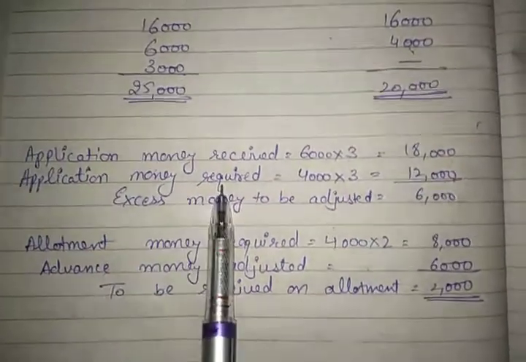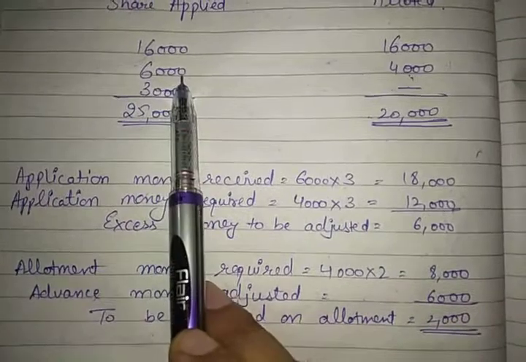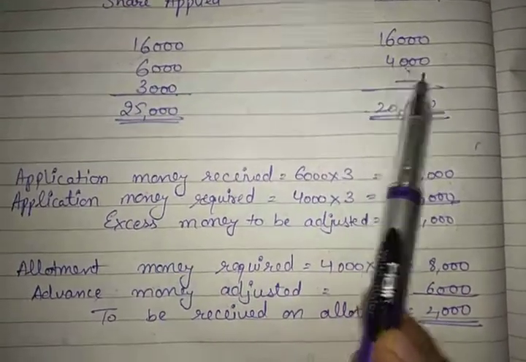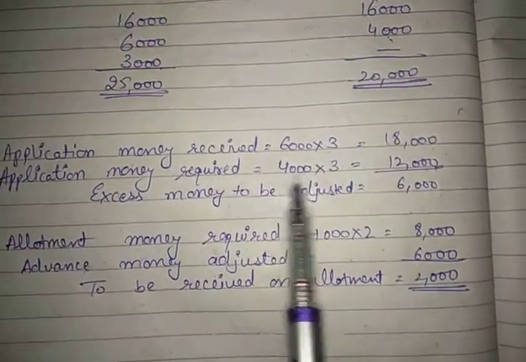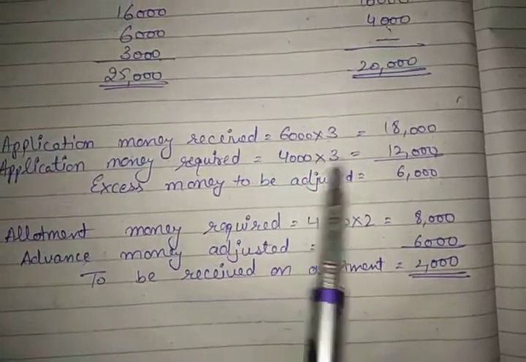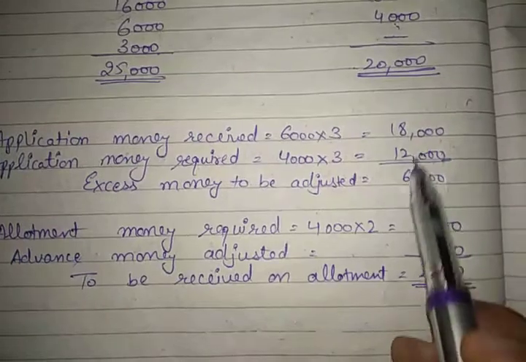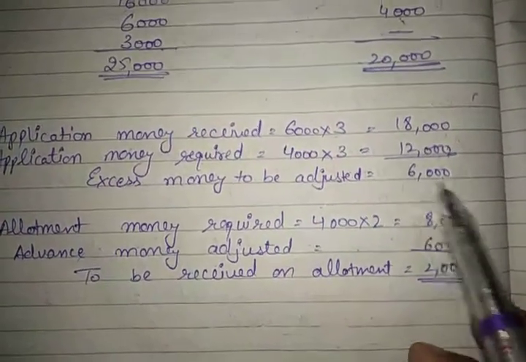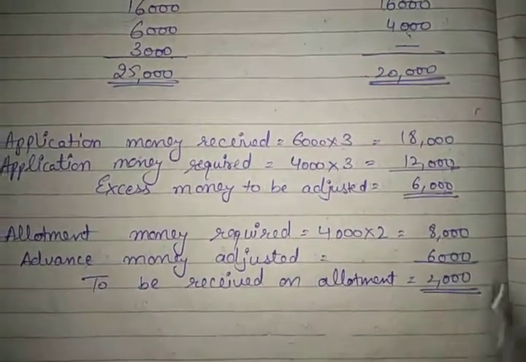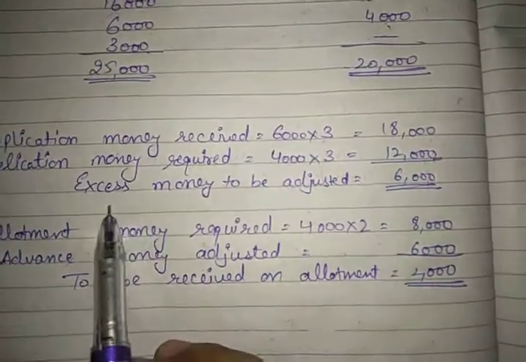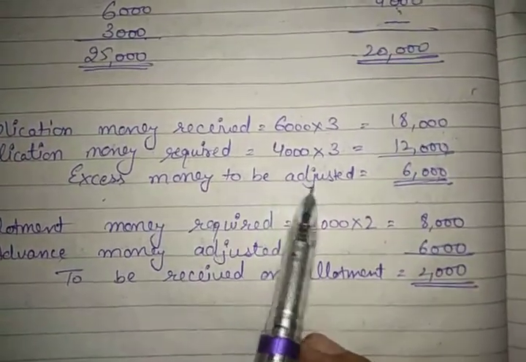How much was required? We have received applications for 6,000 shares but we required only 4,000 shares. So application money on 4,000 shares at the rate of 3 was required, which means 12,000 was to be received. How much have we received in excess? Deduct these two. We have received 6,000 as excess money, which is to be adjusted.